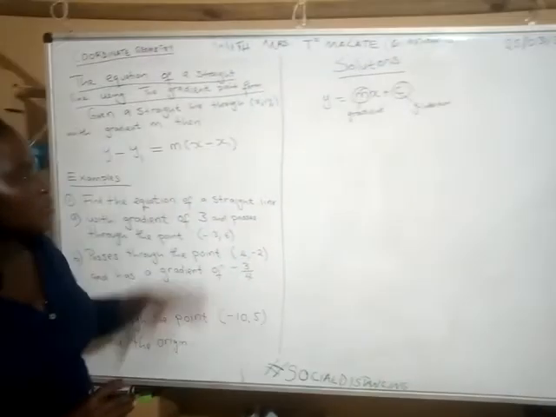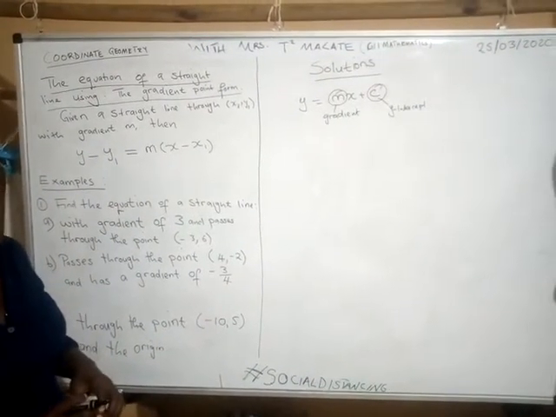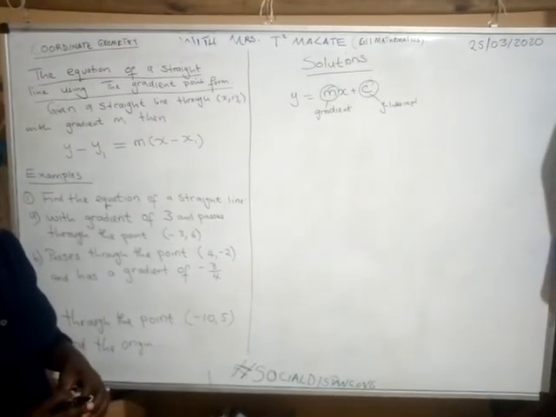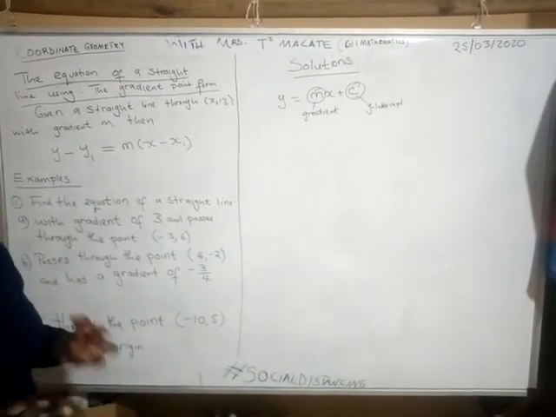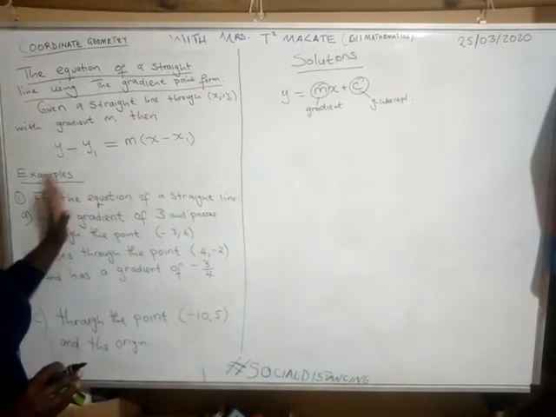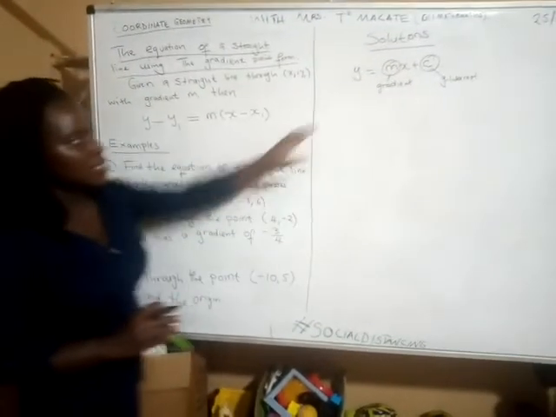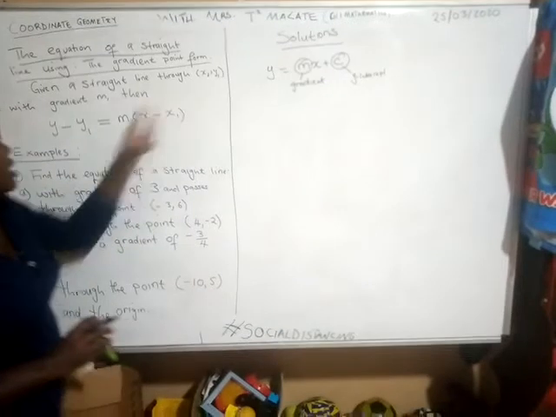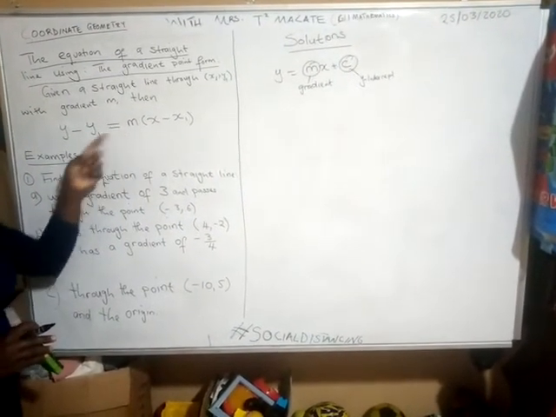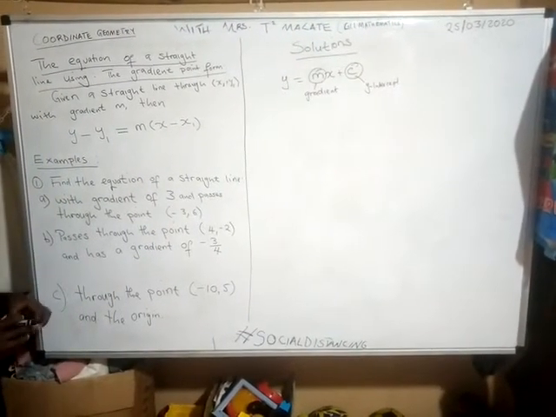We're familiar with the gradient. The first video I did on coordinate geometry had a number of questions on getting the gradient. Then the y-intercept, which is c, simply means where the line is cutting the y-axis. So for us to be able to use the gradient point form to help us get to this general equation, we need to have one point where the line is passing as well as the gradient for that particular line in question. We have an example here.